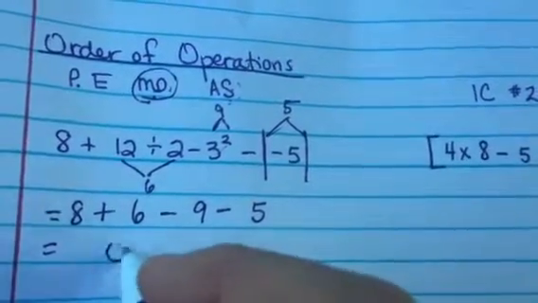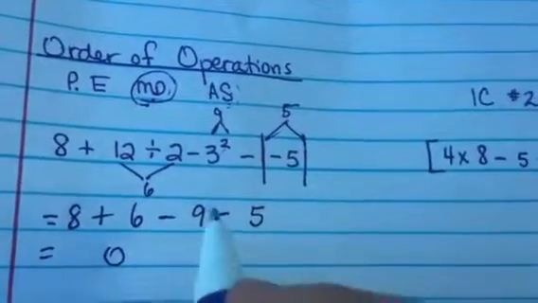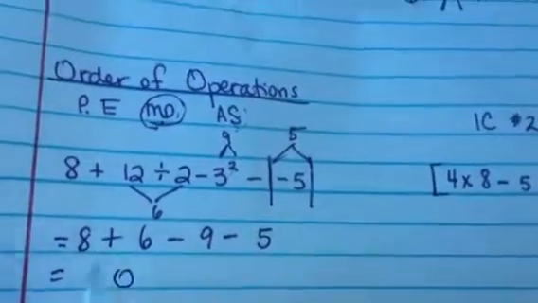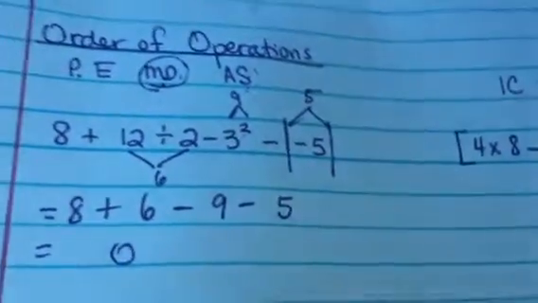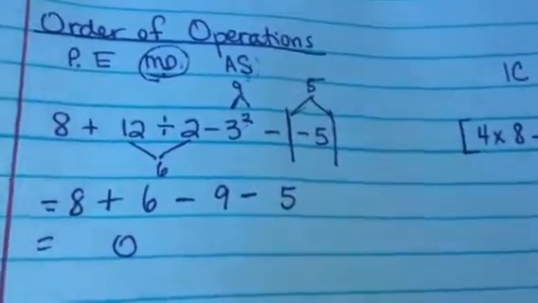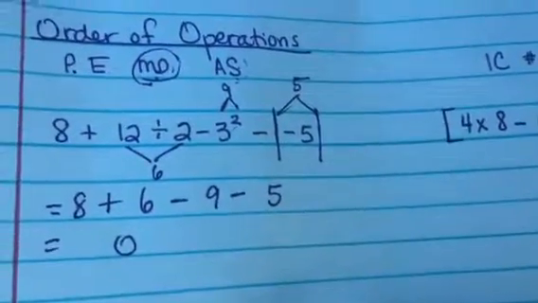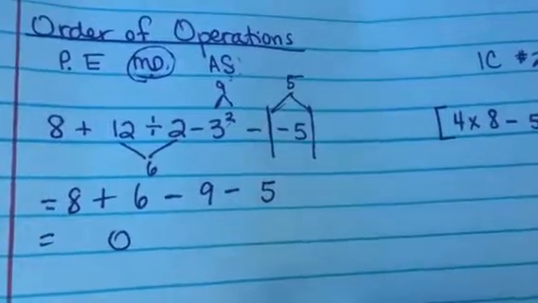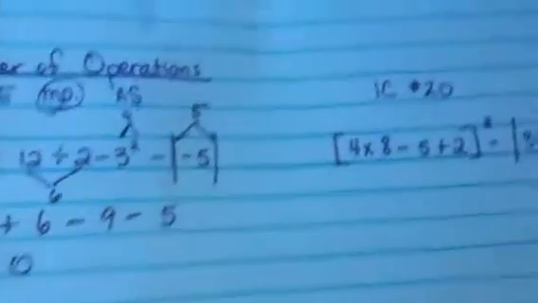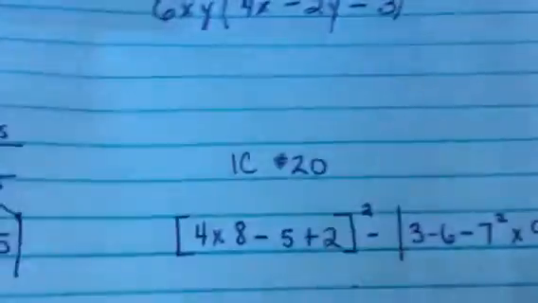Ooh, am I going to get 0? I love that. Or am I? 8 plus 6 is 14. Whenever I do things, I can't ever think straight because I get all freaked out. So 14 minus 9 minus 5 is indeed 0. Okay, I was messing with my mind there just for a minute.